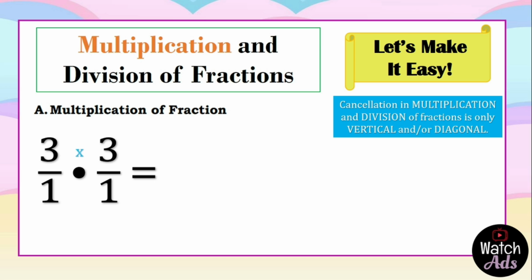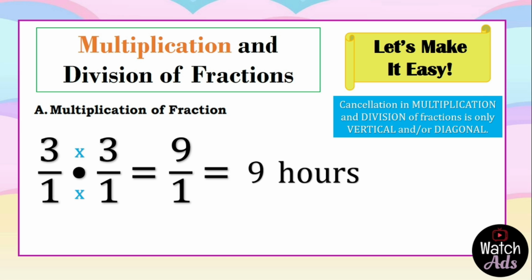We multiply 3 and 3. The numerator is equal to 9, and multiply 1 and 1. The denominator is equal to 1. Now we change the improper fraction 9 over 1 into a whole number because 9 divided by 1 is equal to 9. And that is 9 hours, our final answer.